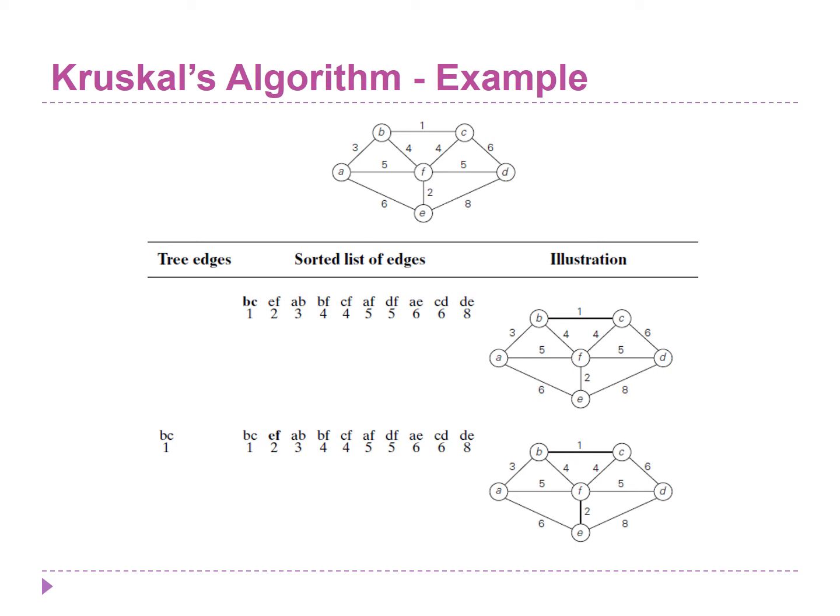The graph given here is an undirected, connected and weighted graph with 6 vertices. Let me illustrate Kruskal's algorithm with the help of a 3-column table. The first column in the table consists of the edge that is included in the minimum spanning tree. The second column consists of the sorted list of edges based on the edge weight. And the third column consists of the illustration.